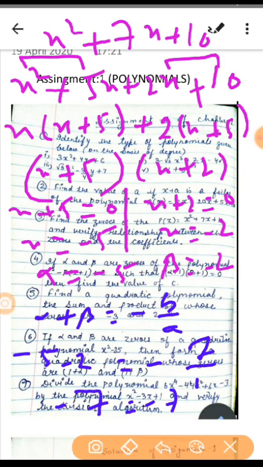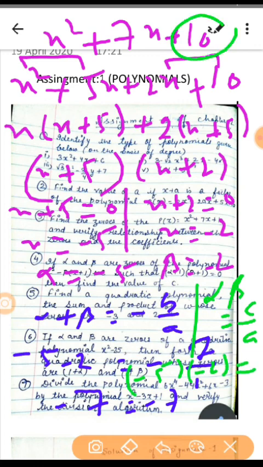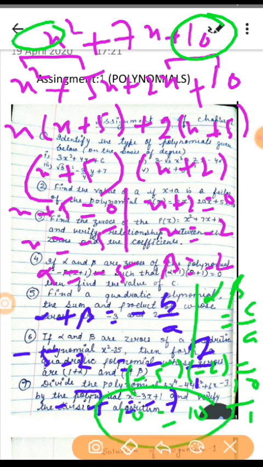Alpha into beta is c by a. So alpha into beta means minus 5 multiply minus 2 equals to c by a. C is what? 10. A is what? Coefficient of x square, 1. So 5 times 2 is 10, minus minus plus, 10 equals to 10. So it is verified.